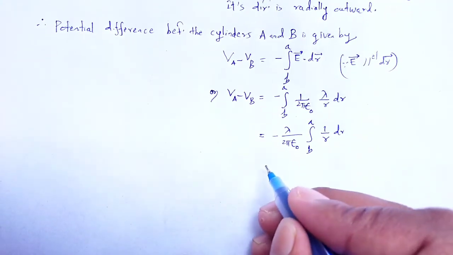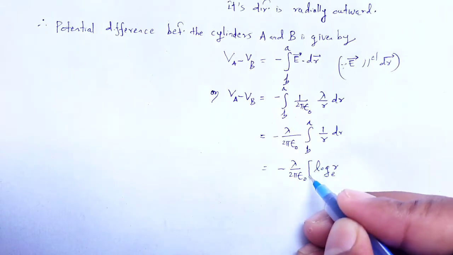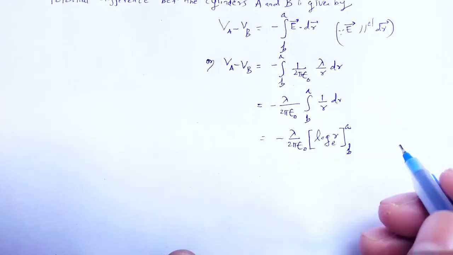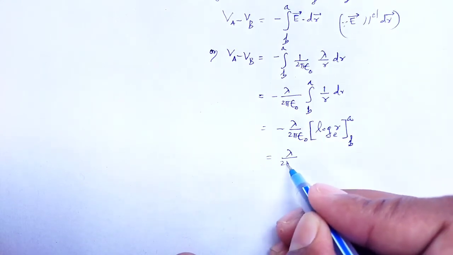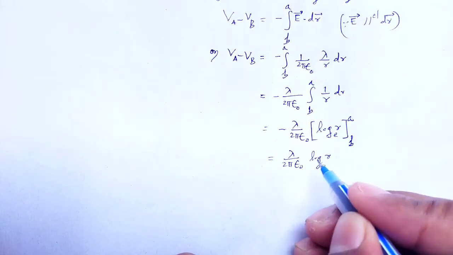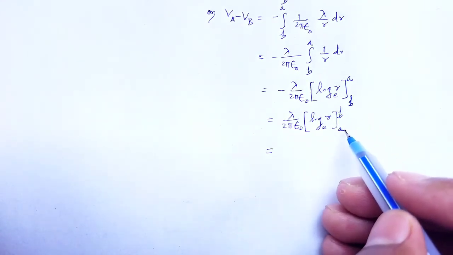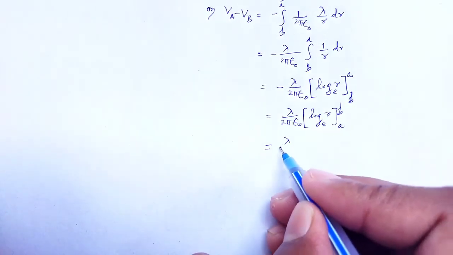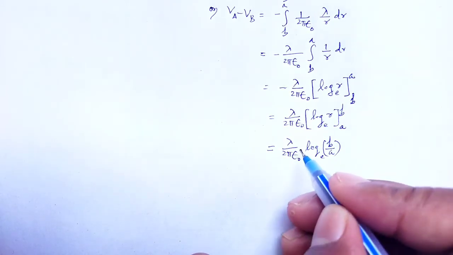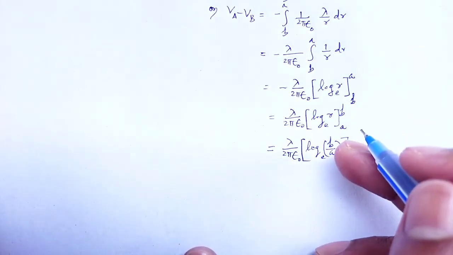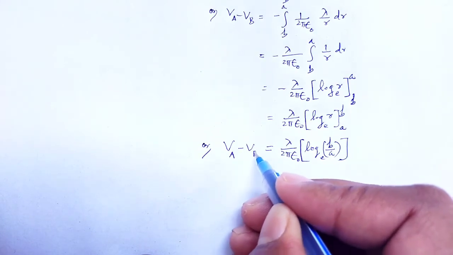That integration will be ln r, so minus lambda by 2 pi epsilon naught, log r base e, limit from B to A. Now change the limit, and the negative sign changes to positive. Therefore, lambda by 2 pi epsilon naught log r base e, limit from A to B. Using upper limit minus lower limit, that will be log B minus log A, written as log of B by A base e. That is the potential difference between the two cylindrical shells, VA minus VB.